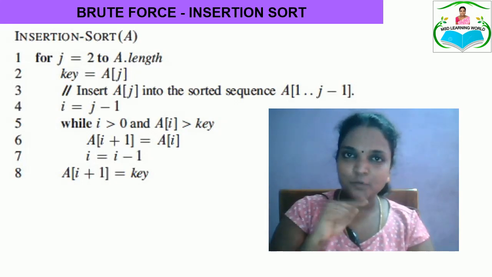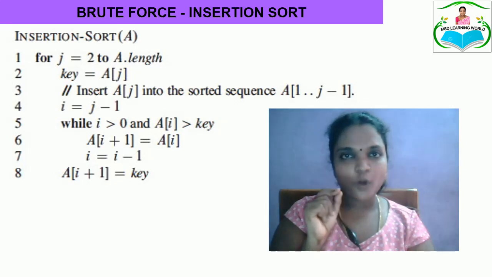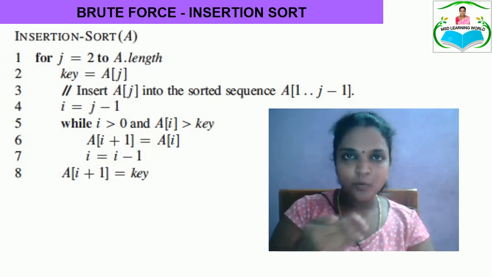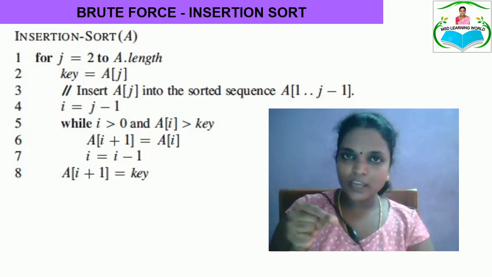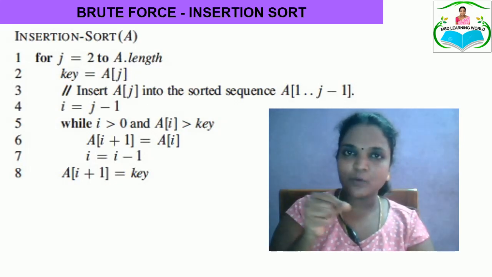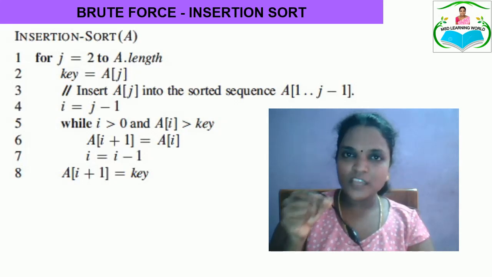Why are we starting the loop from j equal to 2? Because the element at j equal to 1, the first element, is assumed to be already in sorted order. So now I am going to start the j loop from 2 to A dot length. Now for the second element I am going to assume key equal to A of j. So A of j is A of 2. Now key is going to be the second element.